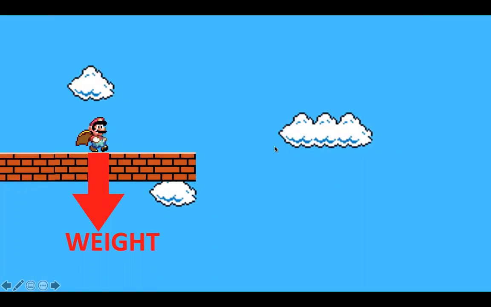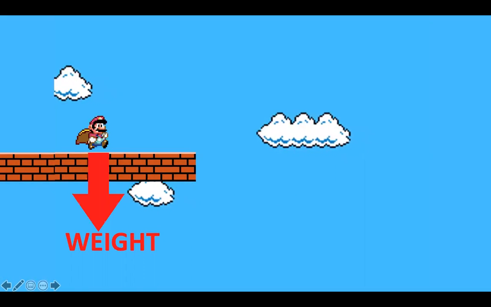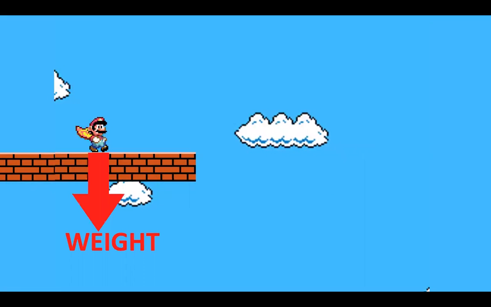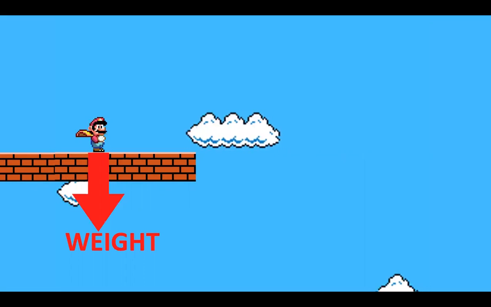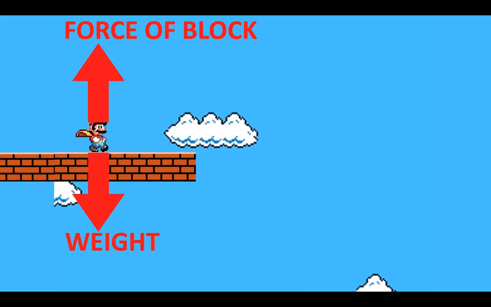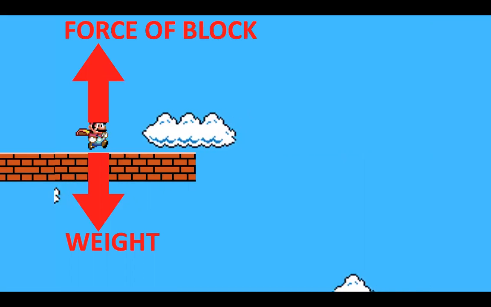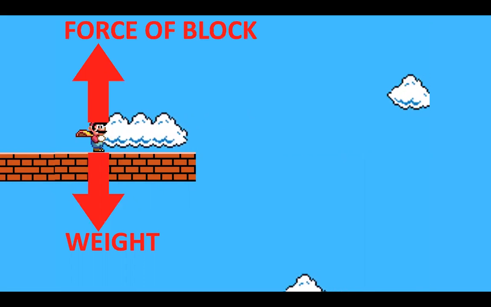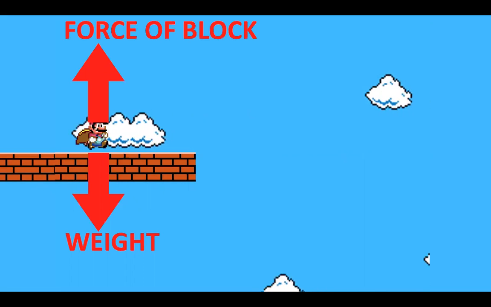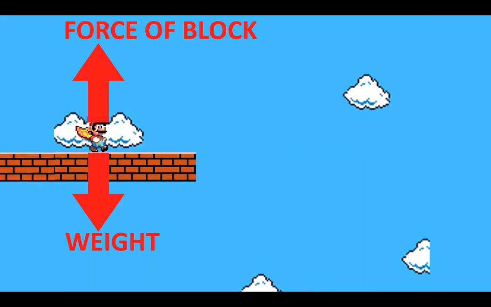So Mario sat on an improbable brick platform. Mario has a weight, and Mario also has another force acting on him, and that is the force pointing upwards, so the normal contact force. Now these two forces together make it so that Mario has a zero resultant force, so he is not accelerating in any direction.